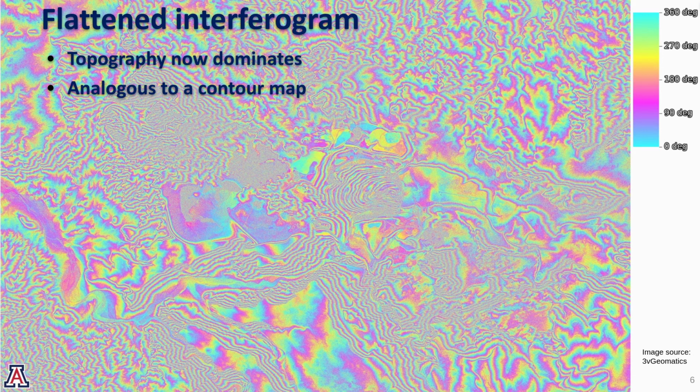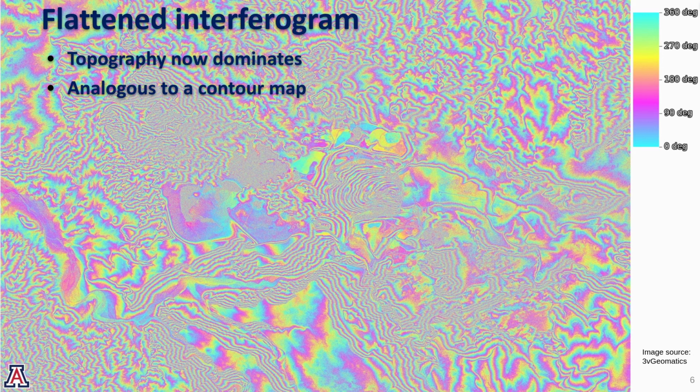The flat earth phase has been modeled and the model subtracted to reveal something that looks like a contour map. That's because it's dominated by fringes due to topography. If by luck my B-perp was smaller or happened to be 0, then this would be a much calmer image because I wouldn't see any topographic fringes at all. Remember always that sensitivity to topography is a function of B-perp.